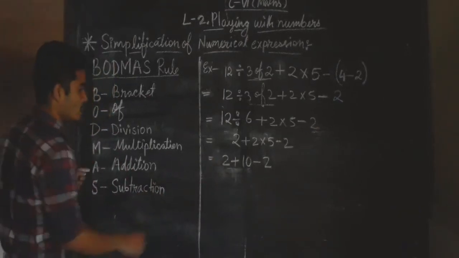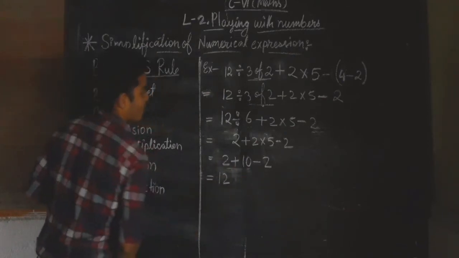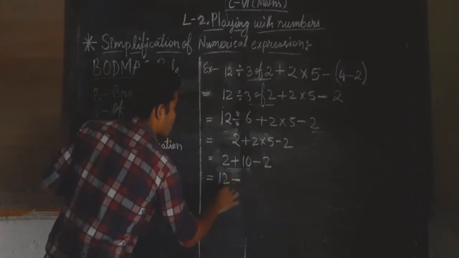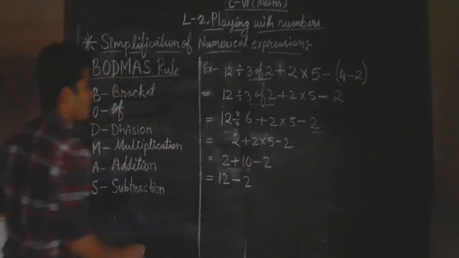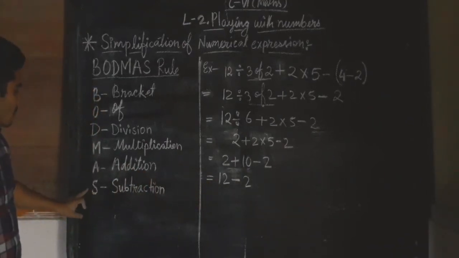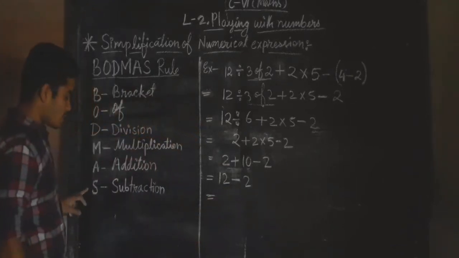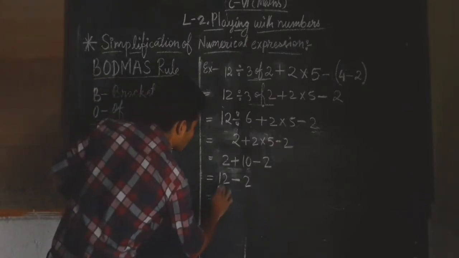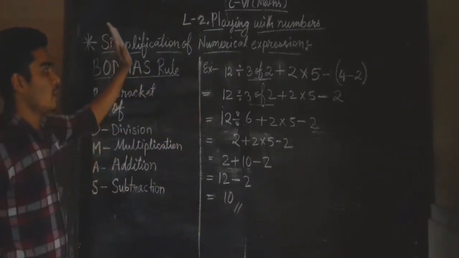Now we will go for addition. You can see here it is 2 plus 10 is 12, and minus, after addition of these two numbers, we have to write this. So we are left with the final calculation. You can see here subtraction is almost last. So we'll do the subtraction now. So 12 minus 2 is 10. So here is the answer for this numerical expression.